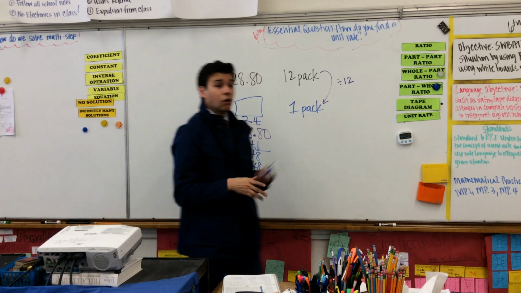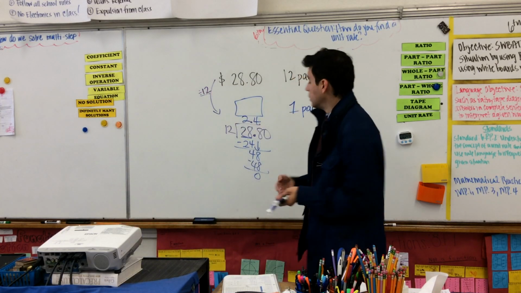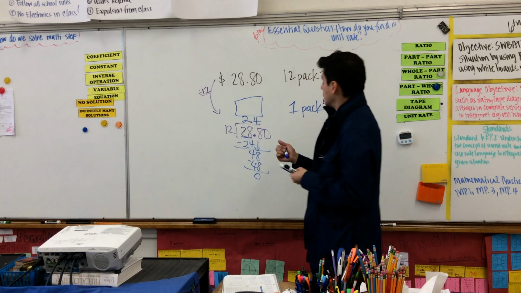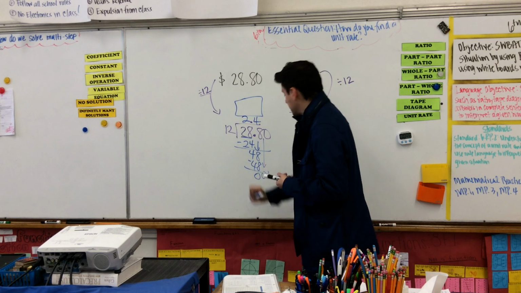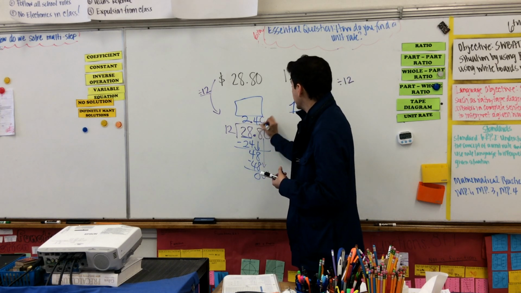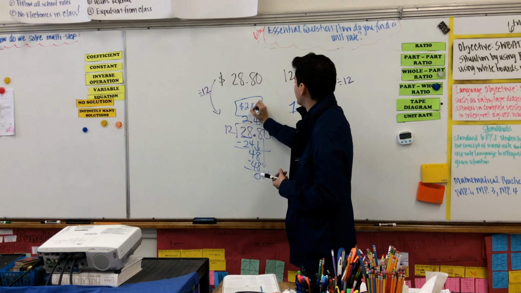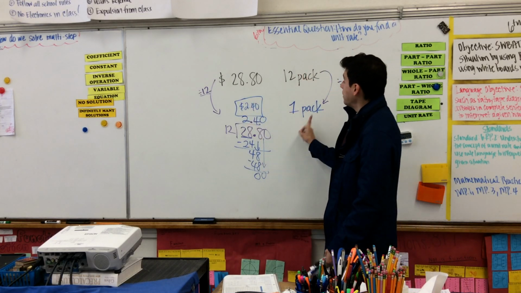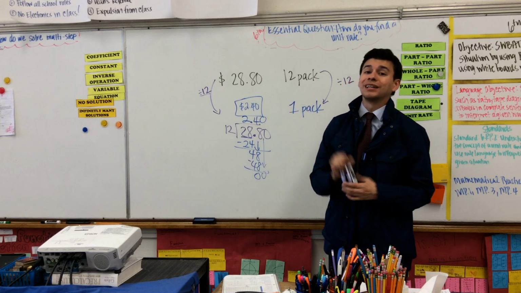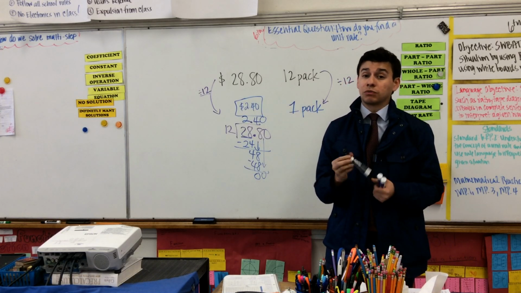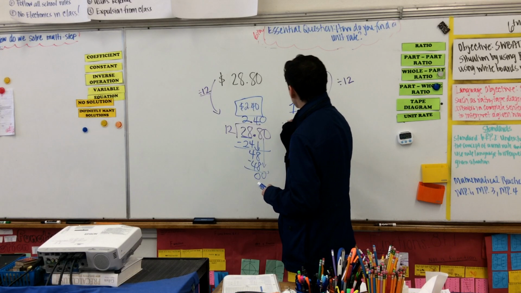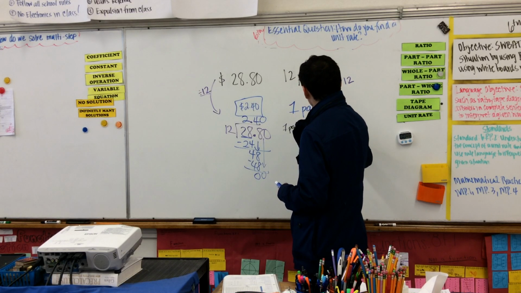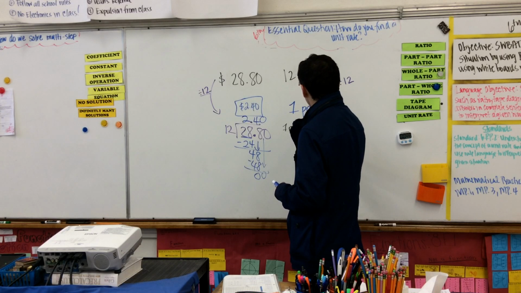A lot of you guys said, oh, the answer is 2.4. We're talking about money here. There's no such thing as $2.4. So technically you should have dropped the other 0 down here and you would have found out that it's actually $2.40. Ladies and gentlemen, that's it. One pack of markers costs $2.40. What you have to do is write it in a sentence since it's a word problem. So you write, one pack of markers costs $2.40.